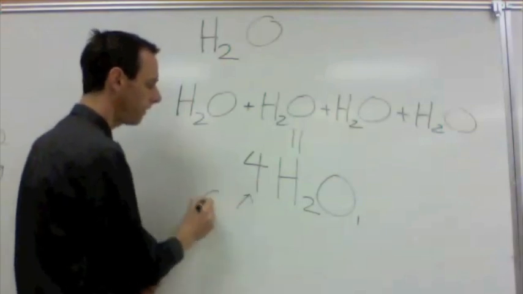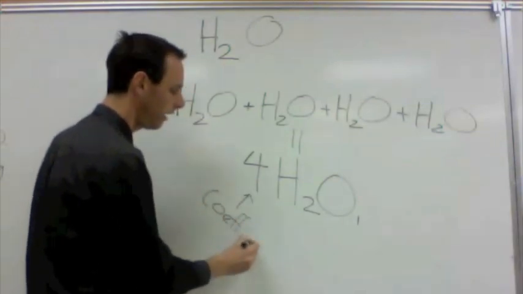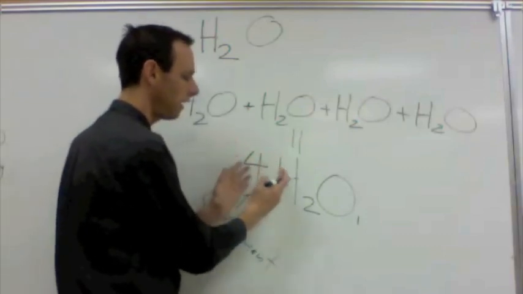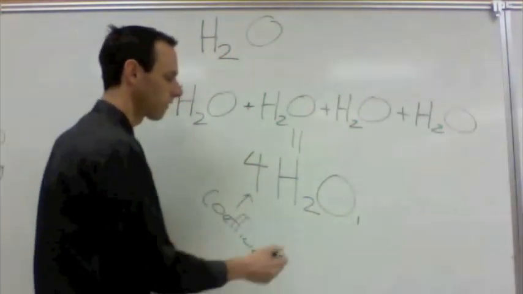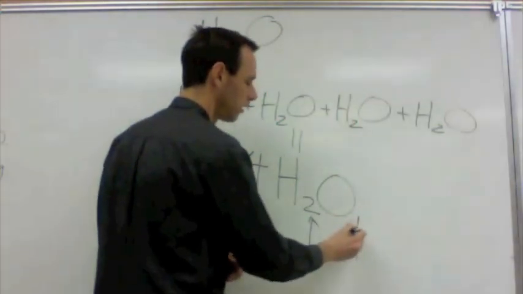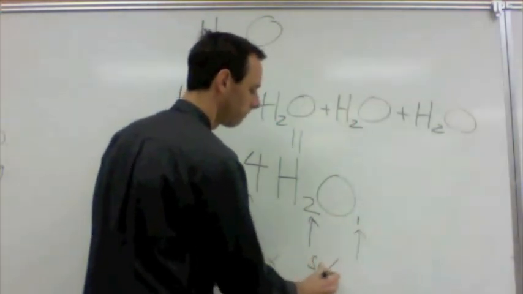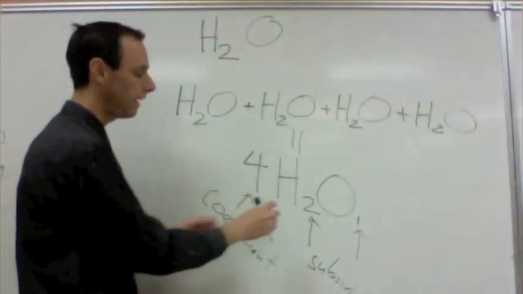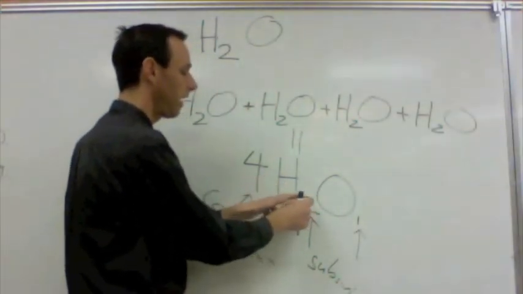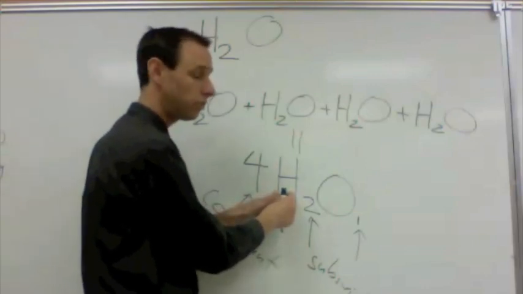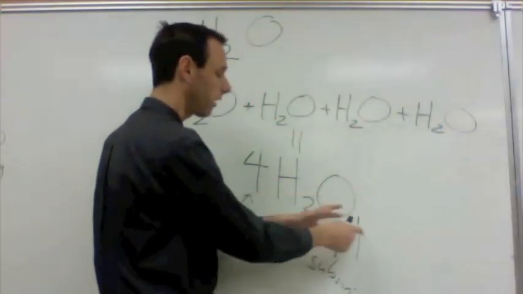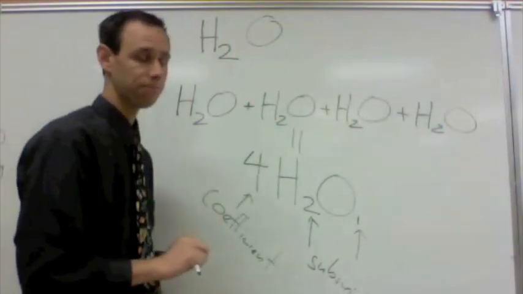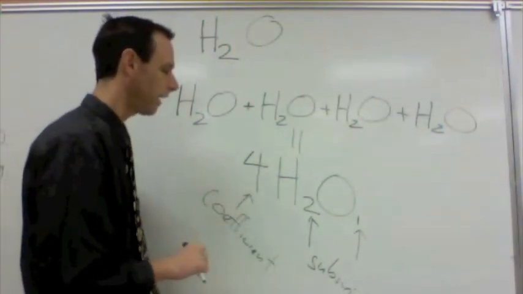This is called a coefficient. And it basically says, I have this many of this molecule. These little numbers are called subscripts. And it basically says, I have this many H's, 2 H's in this molecule. And I have 1 oxygen in this molecule. And then this says I have 4 of those molecules. Okay?